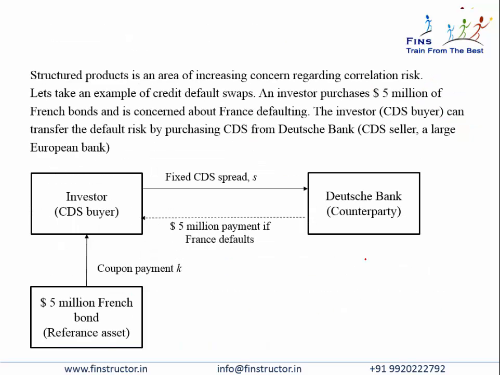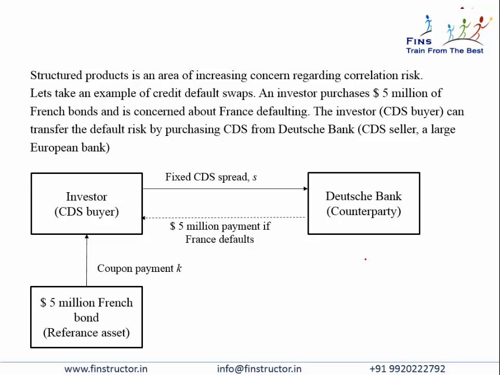Structured products is an area of increasing concern regarding correlation risk. For example, in a credit default swap, if an investor purchases $5 million of French bonds and is concerned about France defaulting, the investor can transfer the default risk by purchasing a credit default swap from Deutsche Bank that will give him a payment in case France defaults.